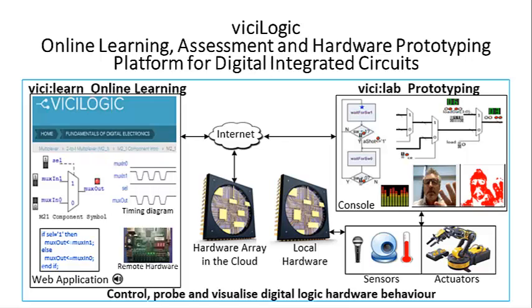viciLab enables prototyping and animation of your own digital logic designs. You can design, build, control, animate, and demonstrate your own hardware design prototypes using viciLogic remote FPGA hardware or using your own local FPGA hardware. Quickly build FPGA hardware and graphical user interface consoles which interact with your hardware prototype. Use automated industry-level design and FPGA implementation tools. viciLab enables you to integrate sensors and actuators connected to your FPGA prototype. The operation of viciLab is described in a separate video.